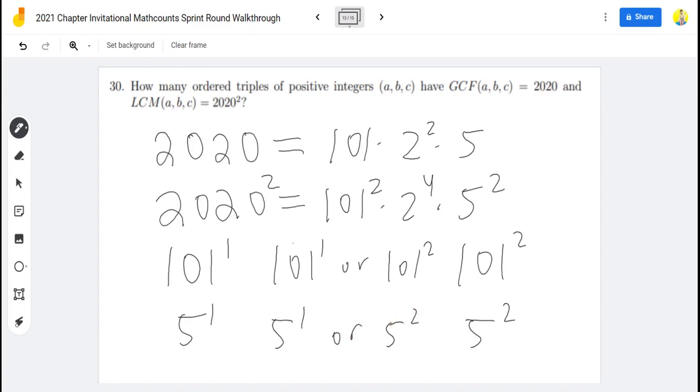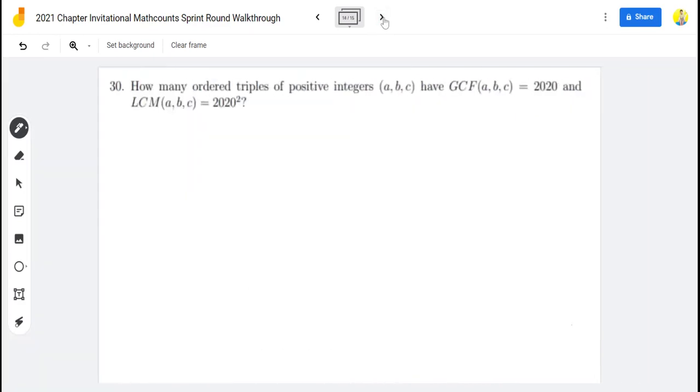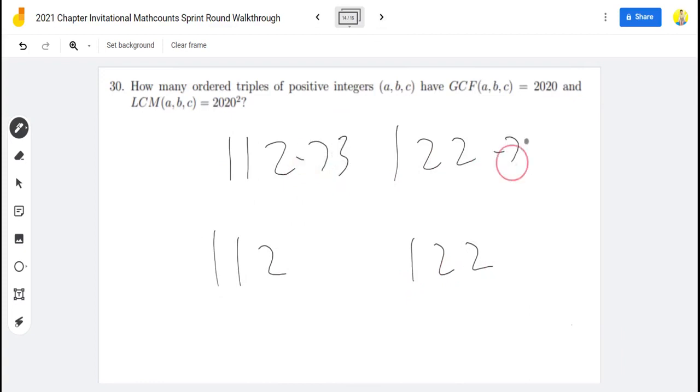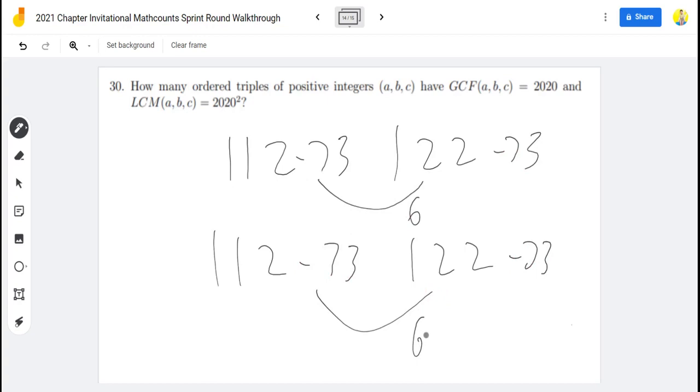And we see that the cases for these are 1, 1, 2 and 1, 2, 2, and that's just 3 cases each for the arrangements. The total number of cases for this is just 6, and the same for here. So for 101 and 5, the total number of cases for those prime factors is just 6 times 6, or 36.